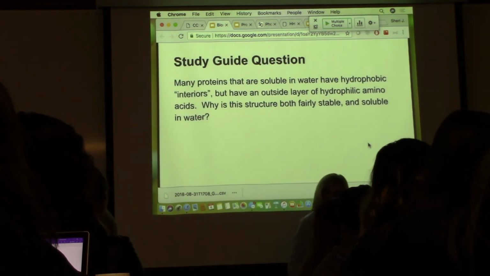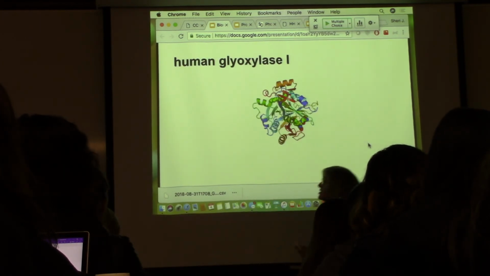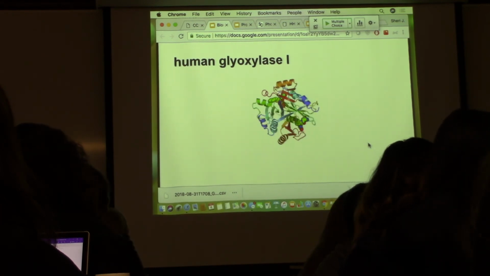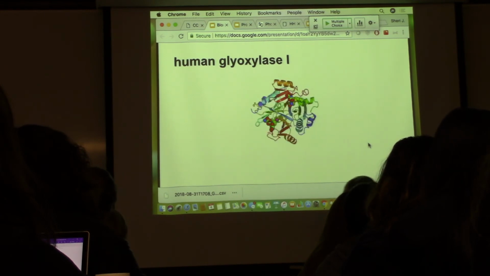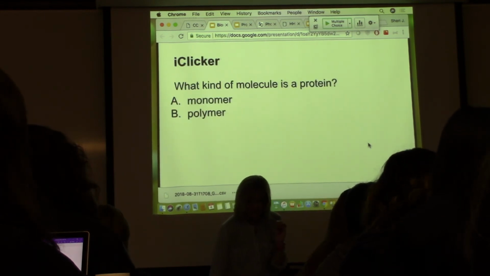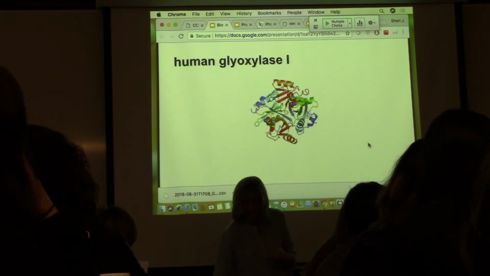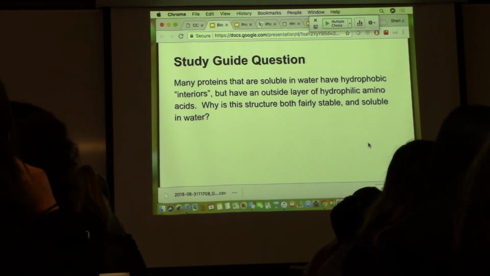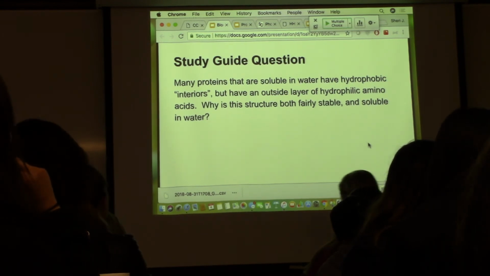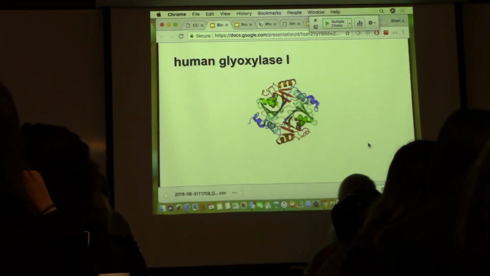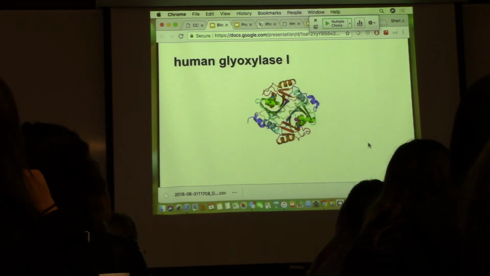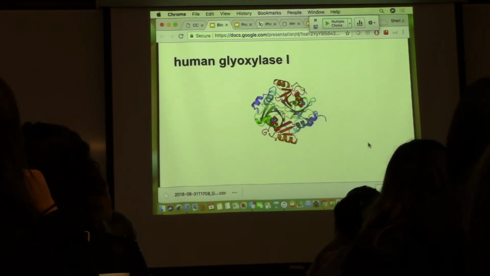All right, so thinking about this picture now, do you see that this molecule has an exterior, but it also has an interior? Yeah? Okay, so now let's look at the study guide question, and we'll go back to this maybe to help us think about it. Oopsie, that's not the right version. So many proteins that are soluble in water have a hydrophobic interior, but an outside layer of hydrophilic amino acids. So let's kind of look at this and think about it. So what we're saying is that the outside of this molecule, all the things that are touching the outside are polar. They like to be around water.